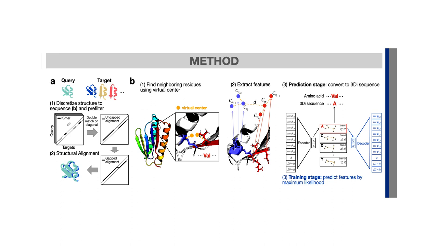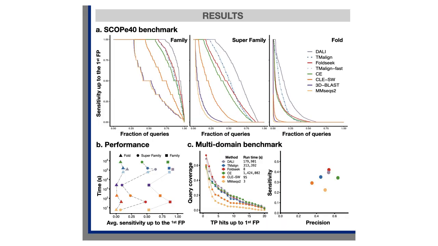These 10 features are used to define 20 3Di states by training a vector-quantized variational autoencoder modified to learn states that are evolutionarily conserved. For structure searches, the encoder predicts the best matching 3Di state for each residue.